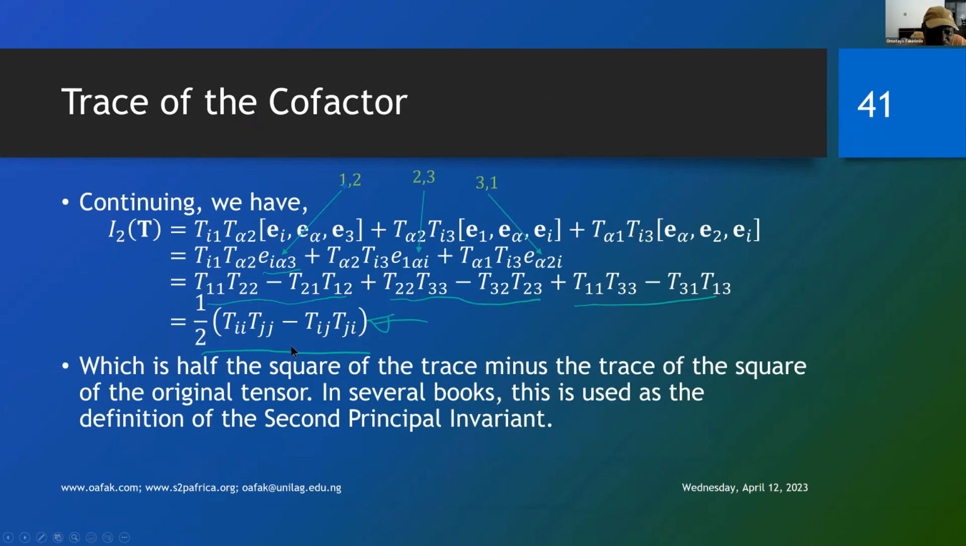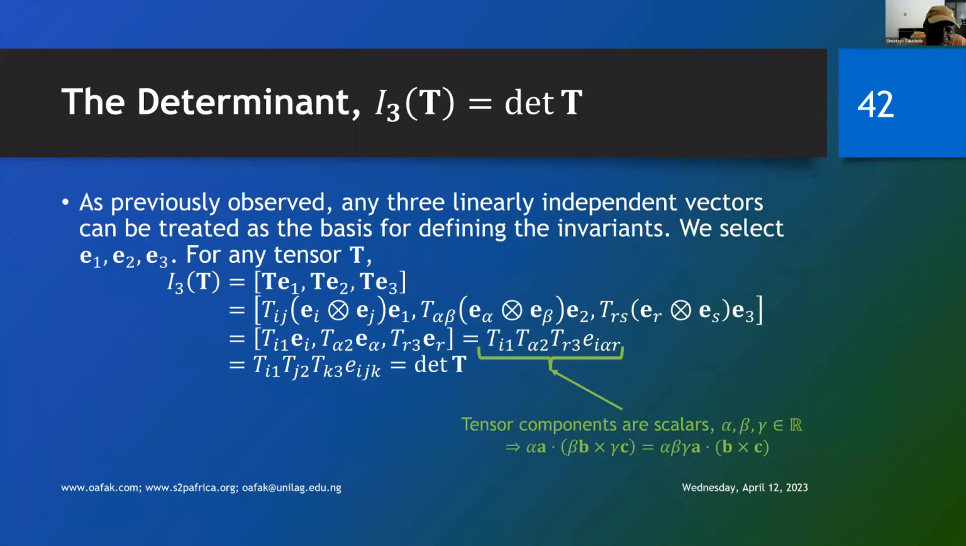In many textbooks, this expression here is used to define the trace of a cofactor, but it doesn't define it. It's just derived from it, once you define the cofactor properly, you can get this, as we shall show if we get that far today. The determinant of a tensor is the third principal invariant, and we can find it in component form here.